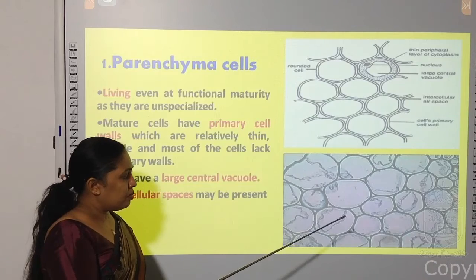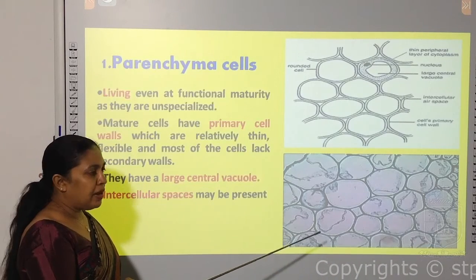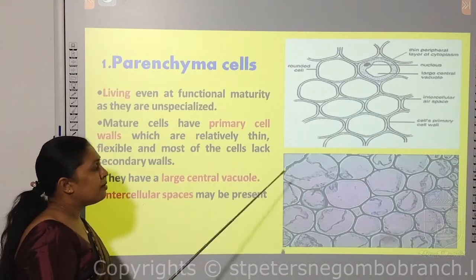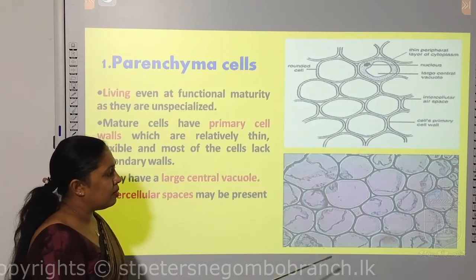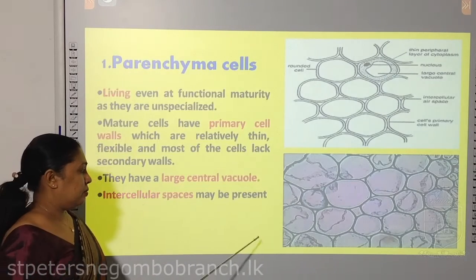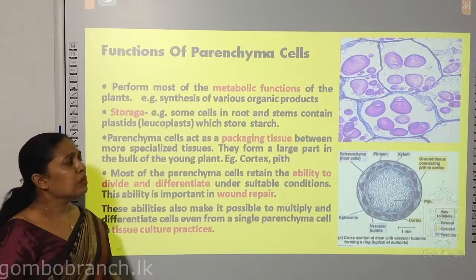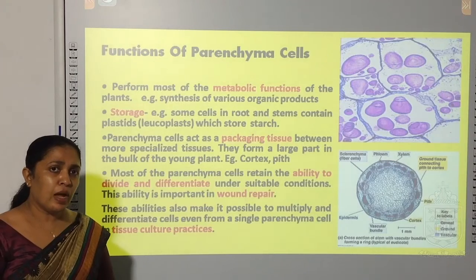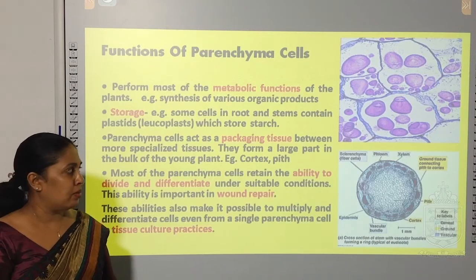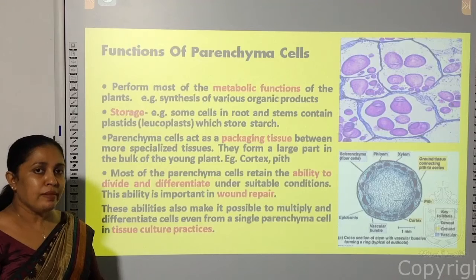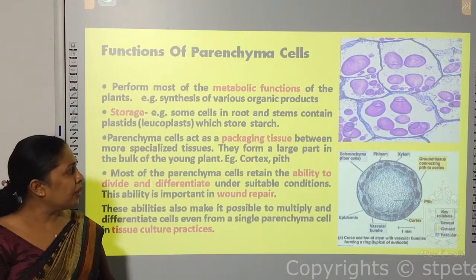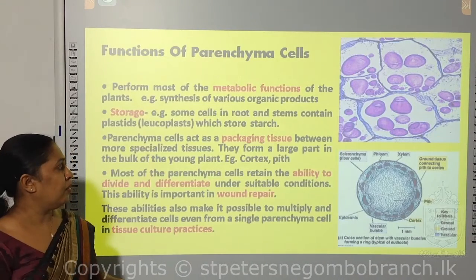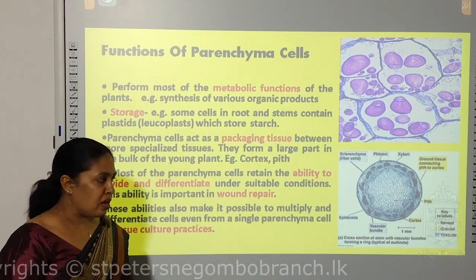So this is a specimen under the light microscope showing how the parenchyma cells look. They have intercellular spaces and you can see the vacuole. There are many functions of parenchyma cells. Most of these cells are doing many metabolic functions. Sometimes they are secreting enzymes or some chemicals, various organic products they can be producing and secreting. And it is also a packaging tissue.